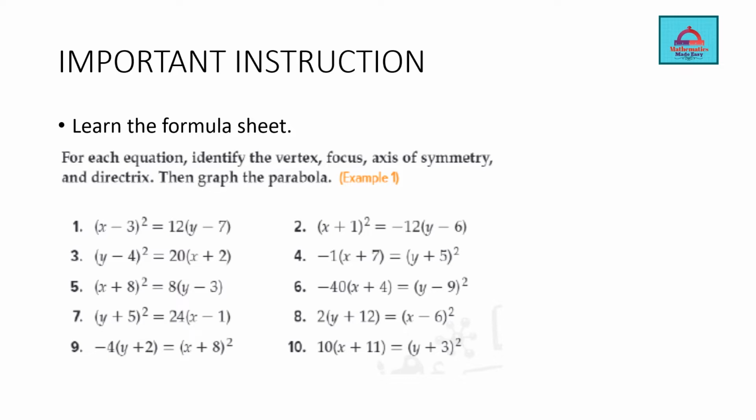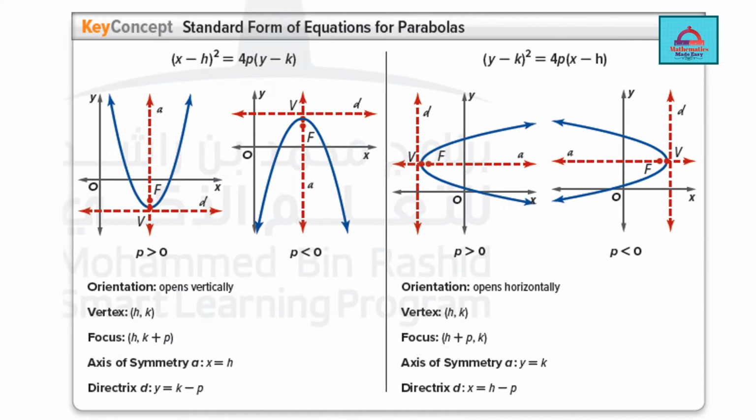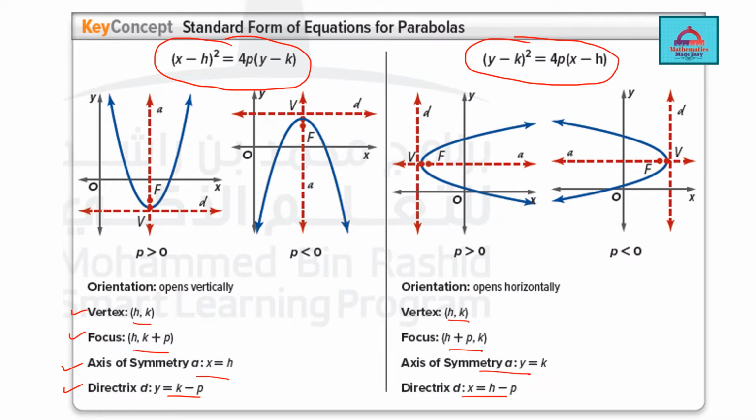It's very, very important. In my videos on parabola in the playlist conic sections, I've already explained this formula sheet. So you have to learn the two equations: (x minus h) whole square equal to 4p times (y minus k), and (y minus k) whole square equal to 4p times (x minus h). So these are the vertical and the horizontal parabolas. Their vertex, focus, axis of symmetry and directrix are given by these formulas. So if you learn them, you'll be able to solve the questions correctly. So this is a formula sheet that you need to learn, and let's now see how we use this formula sheet for solving questions.